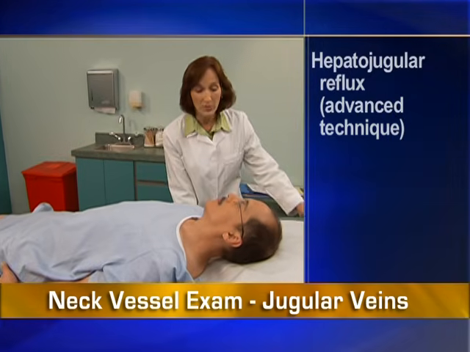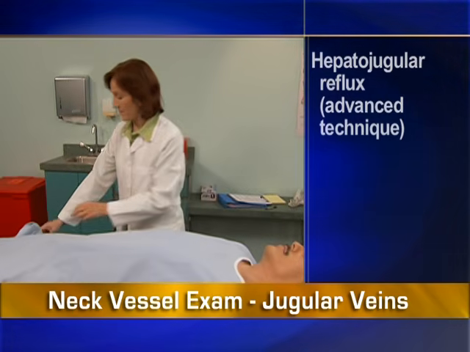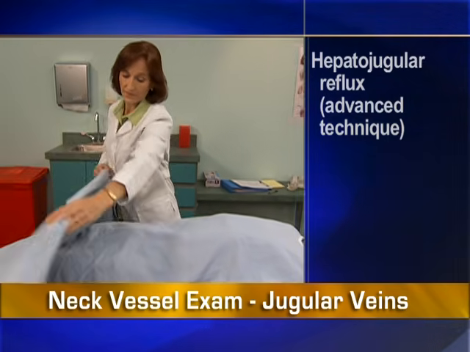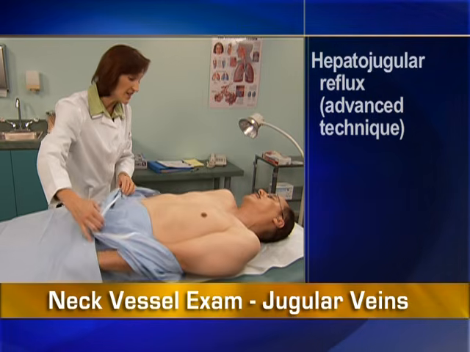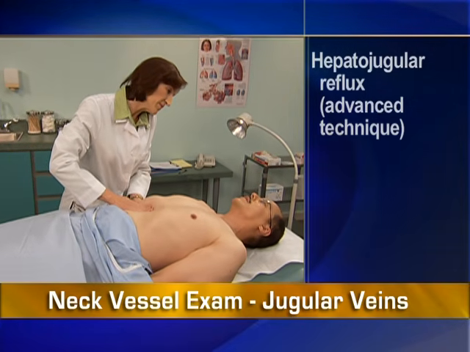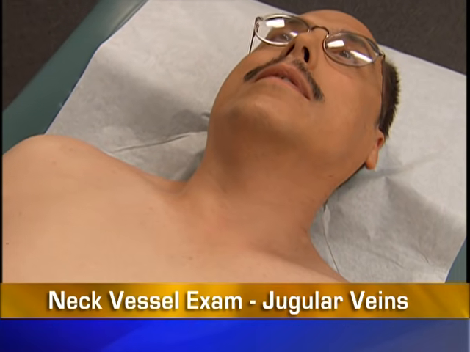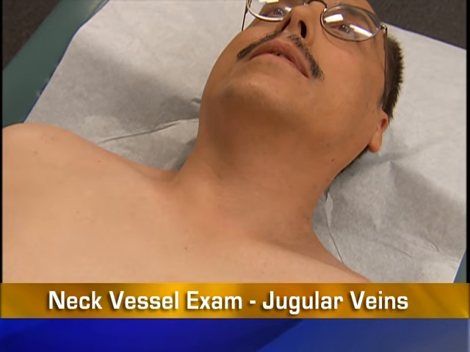Mr. Zamora, I'm going to put your head down now. If you suspect increased venous pressure, assess for hepatojugular reflux, which is an advanced technique. With the person supine and breathing quietly, I'd like you to breathe with your mouth slightly open while I press firmly with my right hand on the right upper quadrant of his abdomen and hold it for 30 seconds. As you do, watch the level of the jugular pulsation. It should rise briefly and then fall to the previous level.